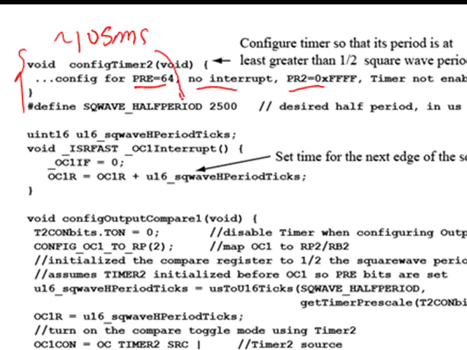This is much greater than our square wave half period that we want to generate of 2500 microseconds or 2.5 milliseconds. What this means is that we could lower this prescale down to the next lower value, which is 8, and get a bit more accuracy on this square wave, but for this example we use a prescale of 64.